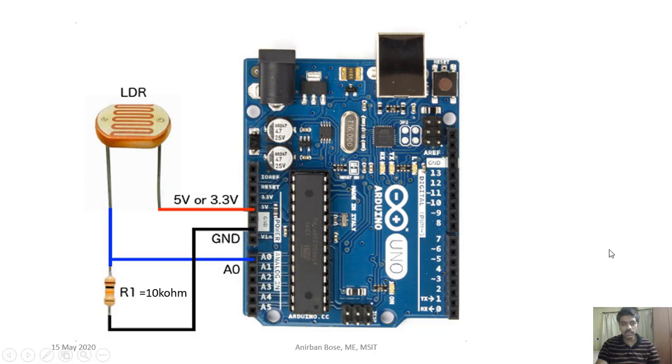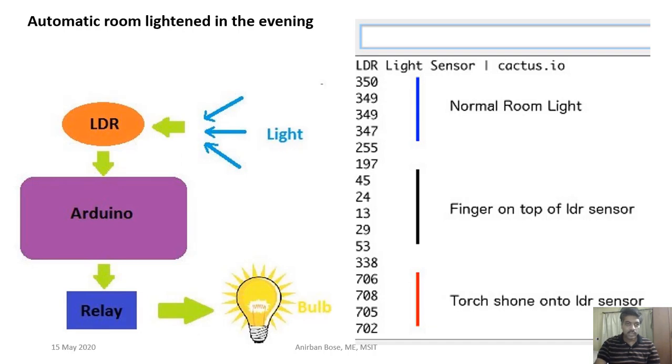Here you can see automatic room lighting in the evening; this can also be done with the help of an LDR. If light is there, then Arduino accordingly will give certain direction to the bulb, and with the help of a relay the bulb can be controlled. Okay, and here is some data depending upon the intensity.